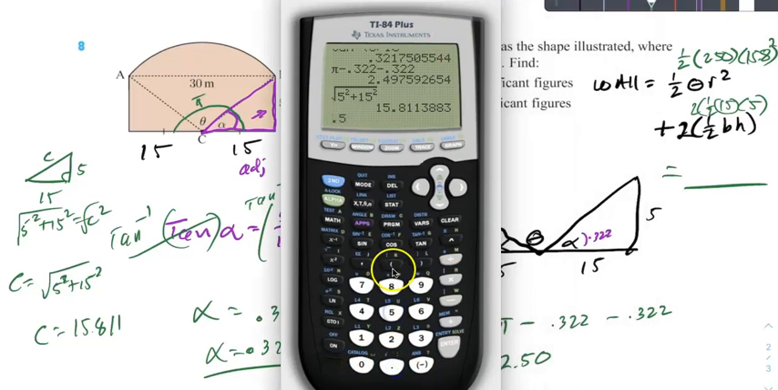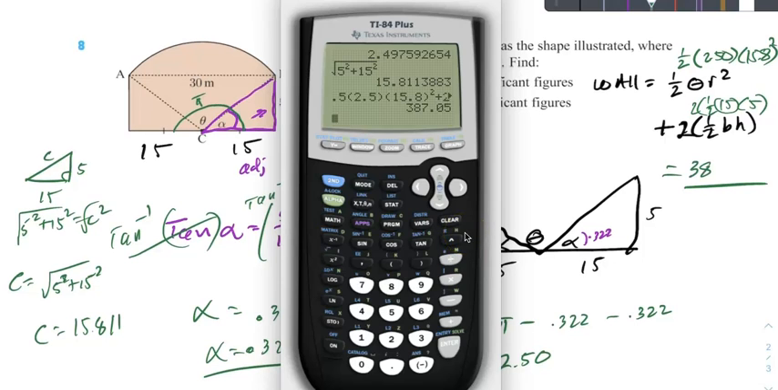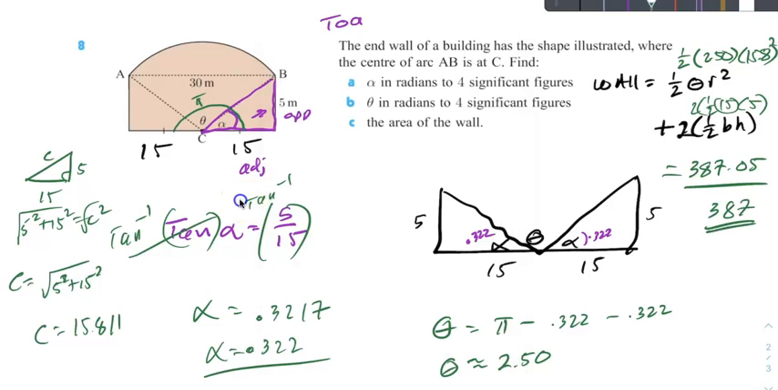Let's see, 0.5 times the angle, which we figured out was 2.5, roughly. And then the radius, which is this length, right? If I had a circle, that'd be my radius, which is 15.8. I'm going to square that one, plus 2 times 1/2, which is just 1, times the base, 15, times the height, 5. We get 387.5. Again, if we're doing 3 sig figs, 387. So there it goes. That's the area of the wall.